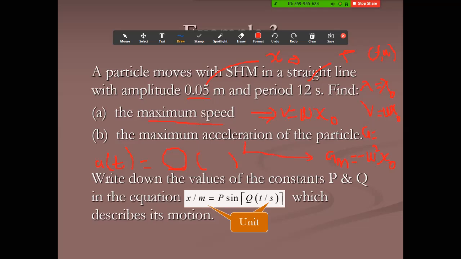Now, assuming we got these two, write down the value of constants P and Q in the equation P sine Qt for the displacement. We know x equals x naught sine omega t. Comparing with this, P is your x naught, which is 0.05. What is your Q? The Qt is omega t, so Q is omega. How do you get your omega? As usual, 2 pi over T. So this is the equation.